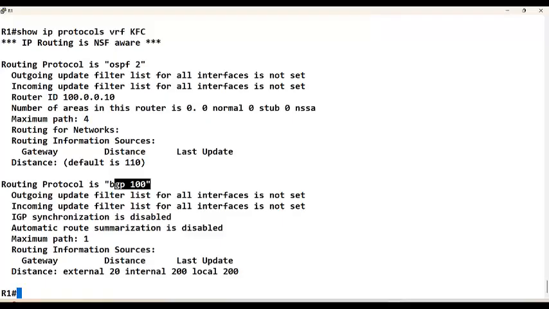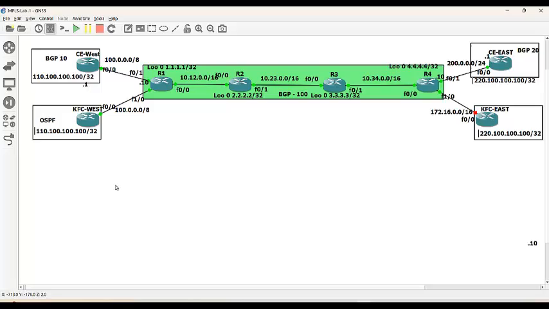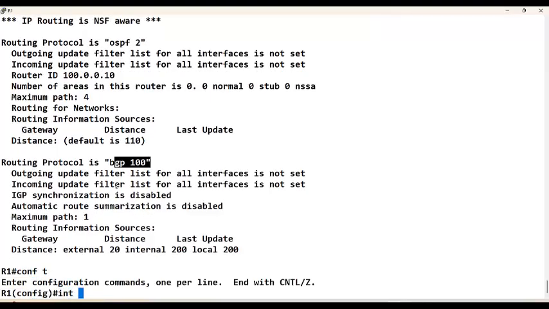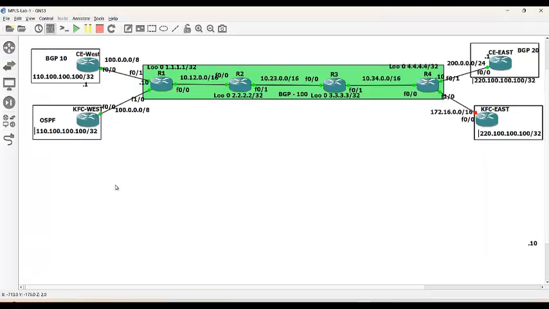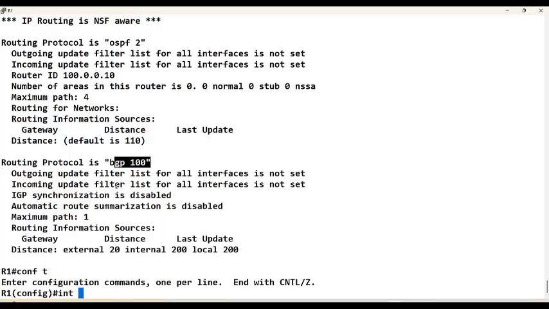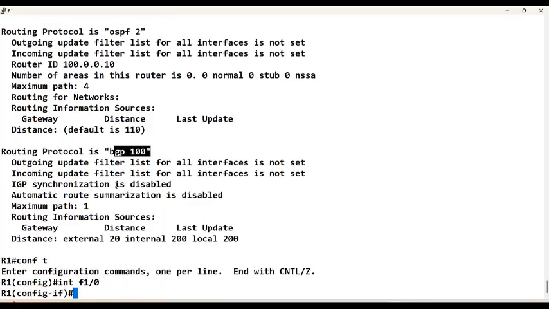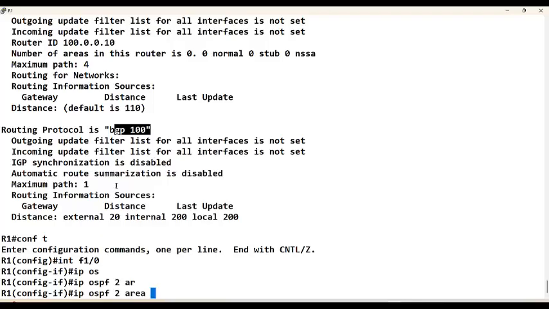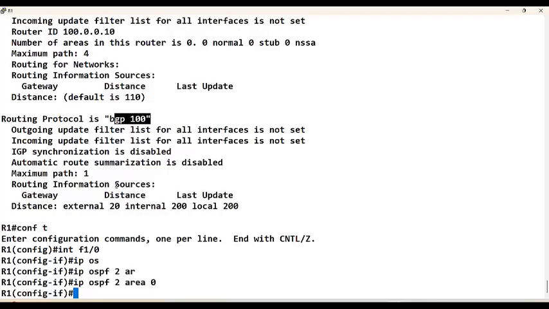Now what is next? I have to go under OSPF again. Or I can go straight to the interface that faces the customer KFC, which is F1/0, and say, hey, you belong to ip ospf 1, no, not 1, 2, area 0. So this will form a neighbor. Now you will see the neighbor coming up.